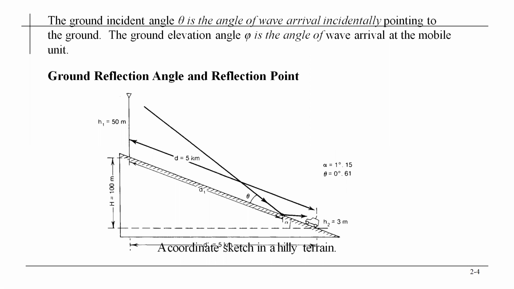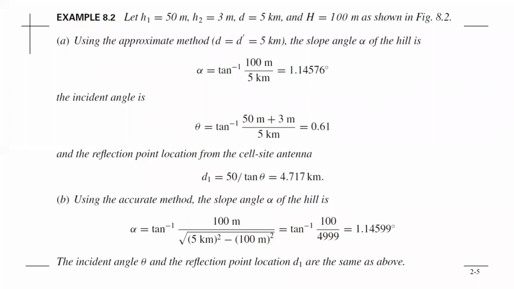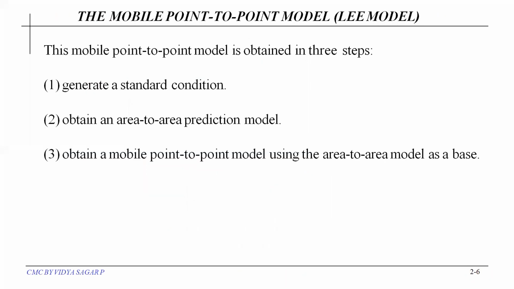Here is the ground reflection angle and the reflection point. An example was discussed in the last class. Now coming to the Lee model, which is the point-to-point model. There are two prediction models, the point-to-point model and the area-to-area prediction model. The topic we are discussing here is the point-to-point model, also called the Lee model.